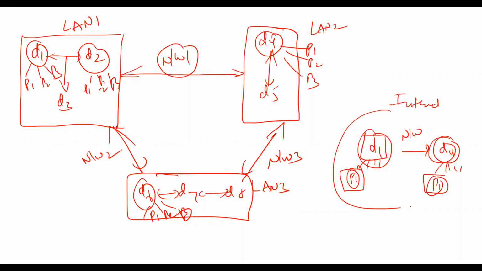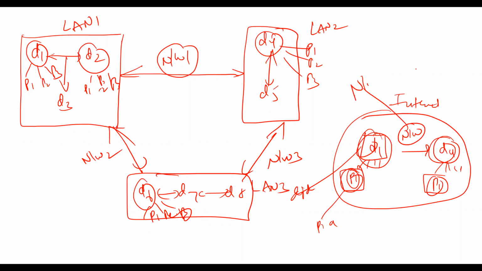So here, how many addresses am I using? I'm using process address, I'm using device address, I'm using network address. Yes or no? Yes, sir. Do you understand my point?